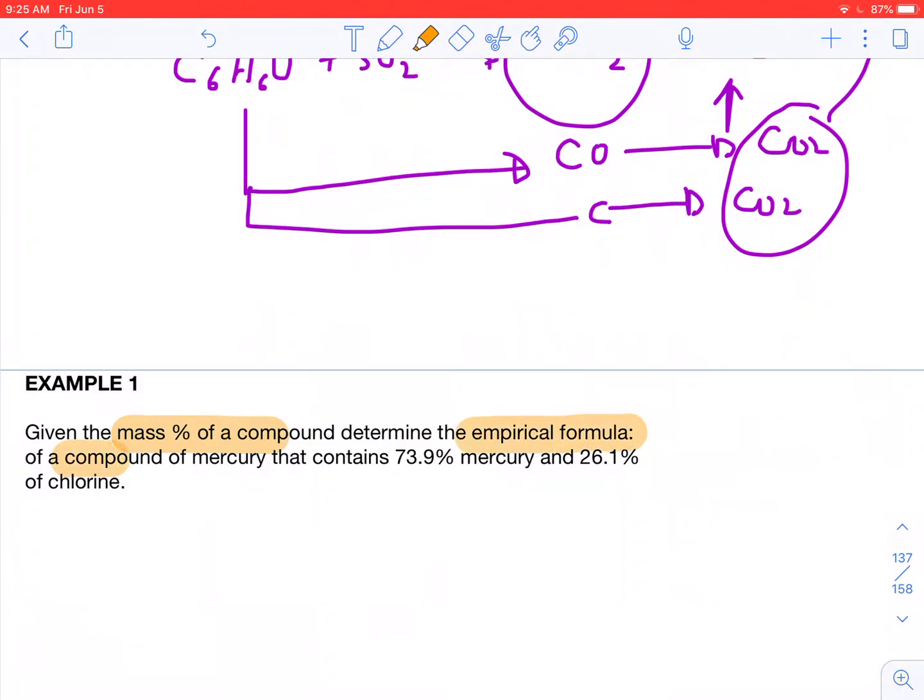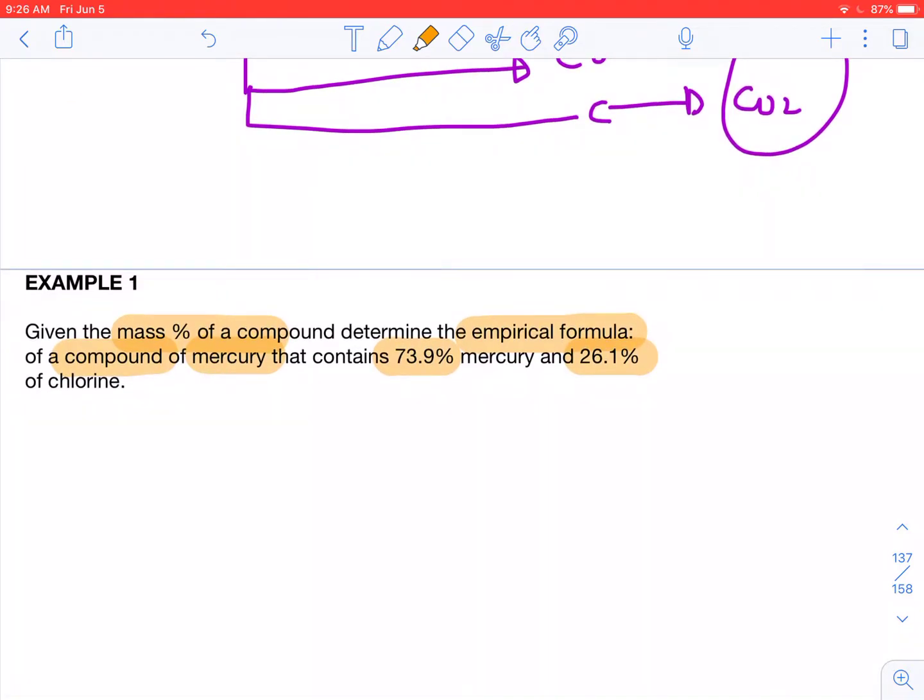So this particular compound we know contains mercury, and how much of it? 73.9%. And it contains chlorine, 26.1% of chlorine and 73.9% of mercury. So we know if we are given a mass percentage like that, we can then assume a 100 gram sample.